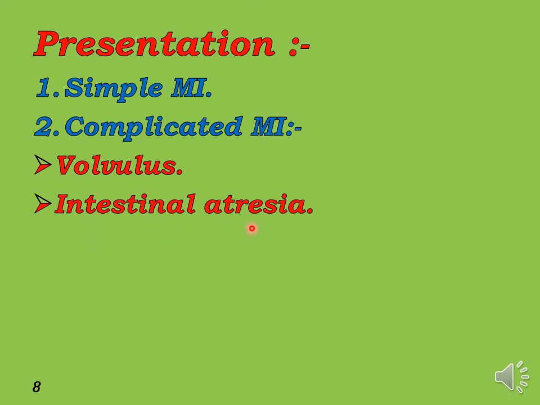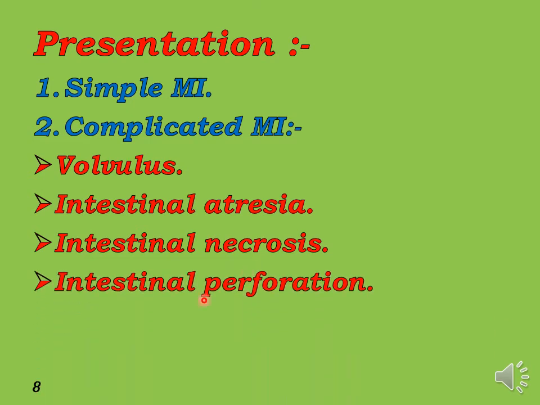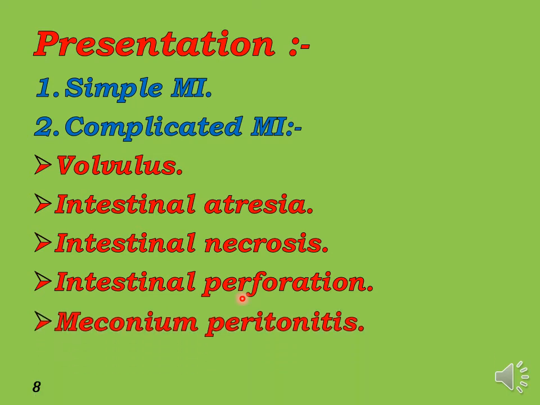And if you remember, meconium ileus may be associated with type 3A intestinal atresia, cystic fibrosis with type 3A atresia, or causing intestinal necrosis as a complication, or may cause intestinal perforation, whether intrauterine perforation or after delivery with the spillage of meconium outside the bowel. And lastly, meconium peritonitis. All of these are indications for surgical intervention.